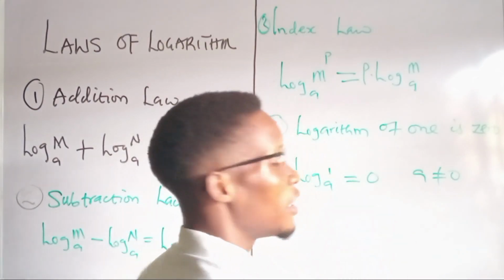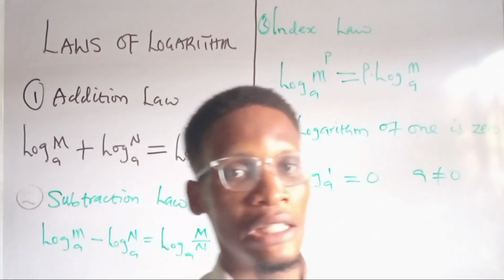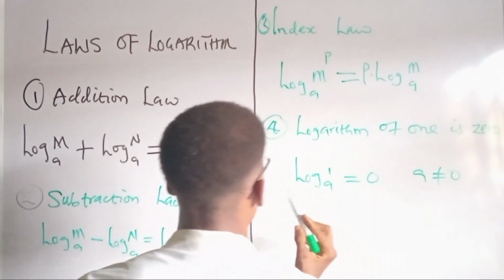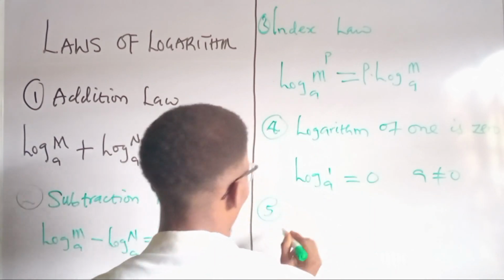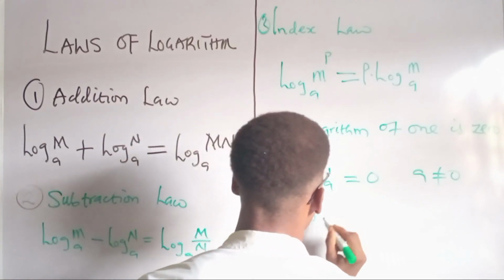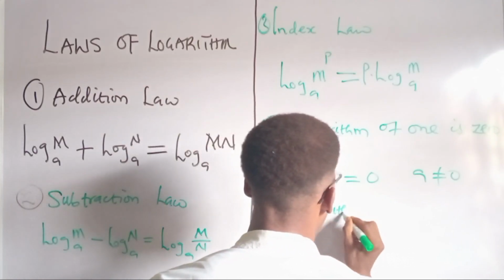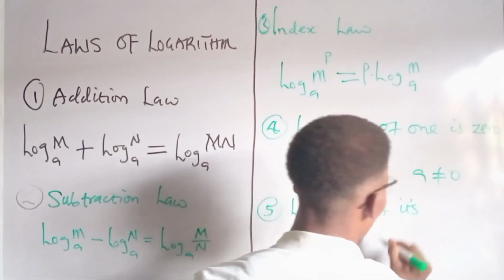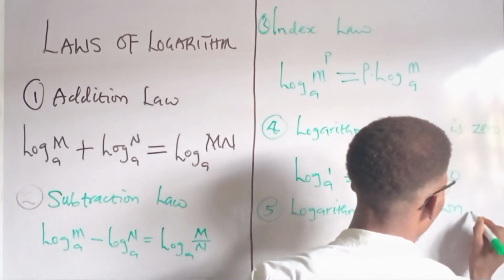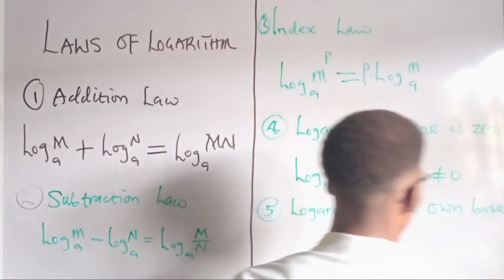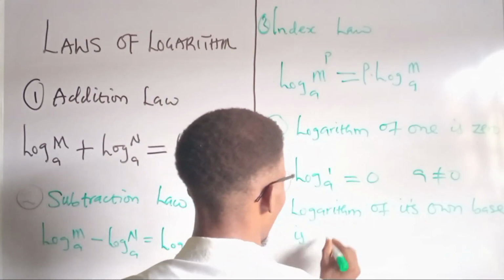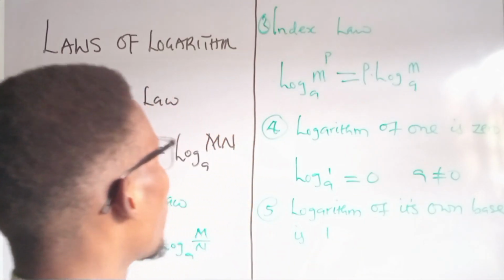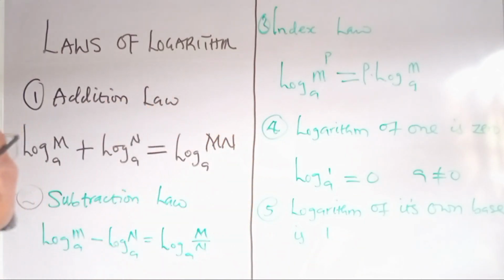And now the fifth law of logarithm is when they are of the same base. We say the fifth law: logarithm of a number to its own base is 1. Logarithm of its own base is what? 1.